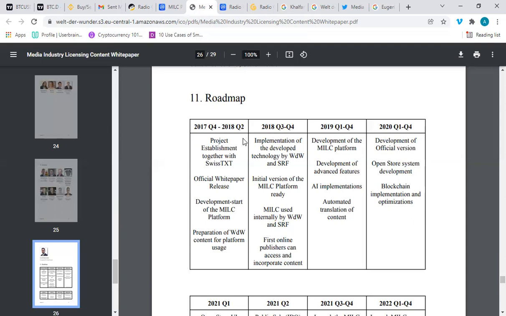So quarter one of 2022 means January, February, March. Quarter two is what? April, May, June, sorry. Quarter three will be July, August, September. Then quarter four will be October, November, December.